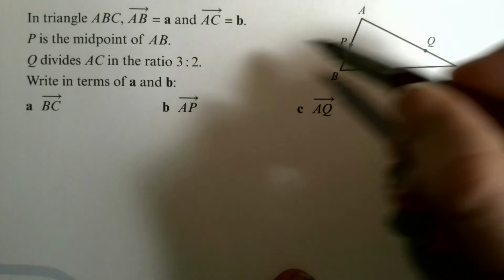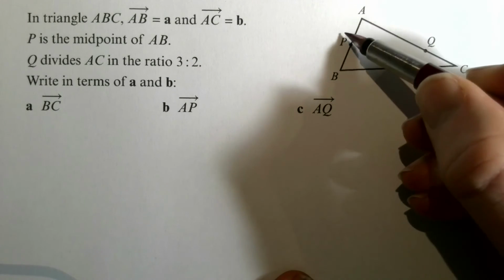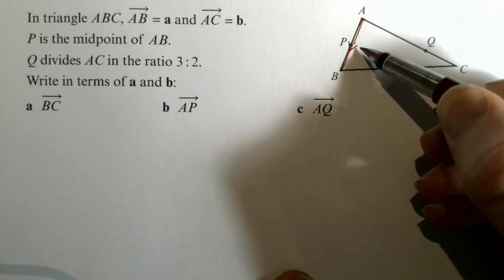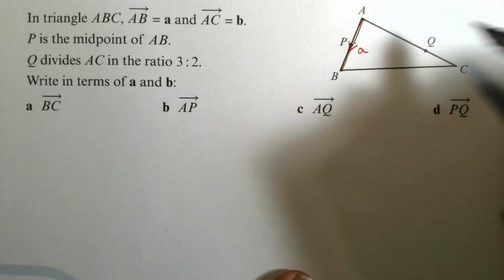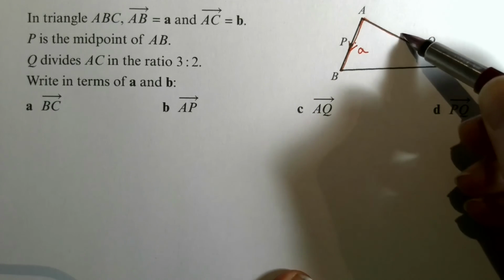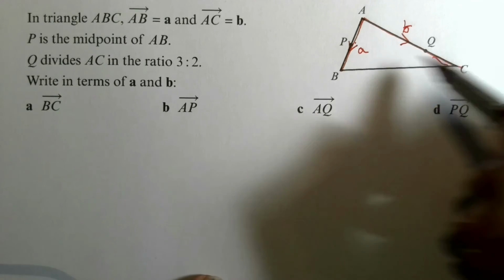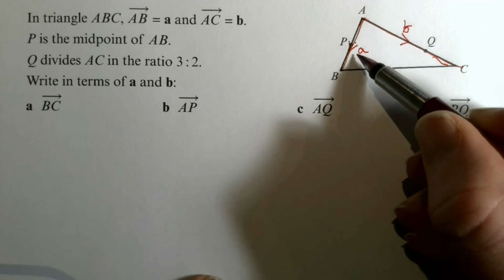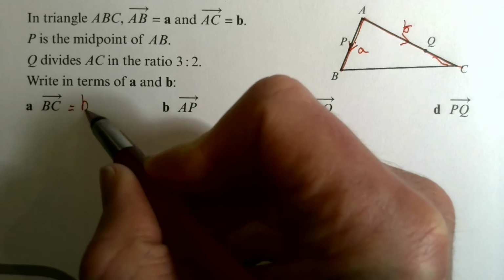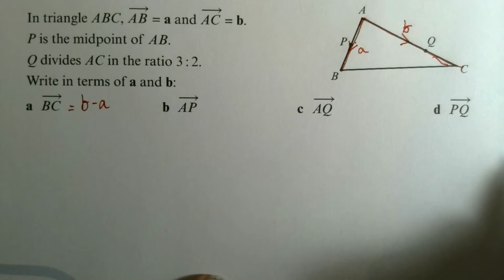Okay, so I think I'd start off with this one by putting, that's confusing having that P there, isn't it? But maybe use another colour and just go in there and say, right, A to B is A, A to C is B. And I want to go from B to C, so it's going against A, isn't it? And it's going with B, so that would be B take A, or negative A plus B.